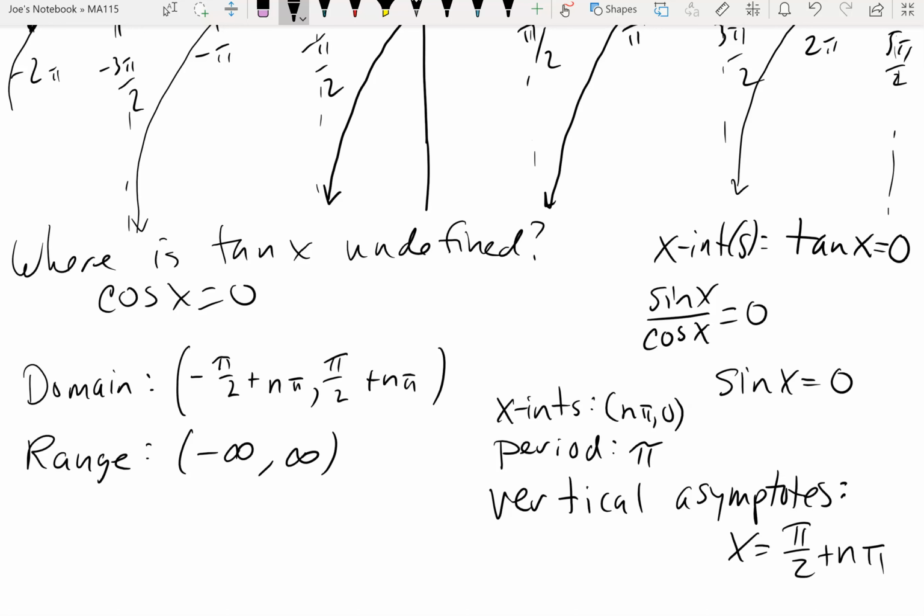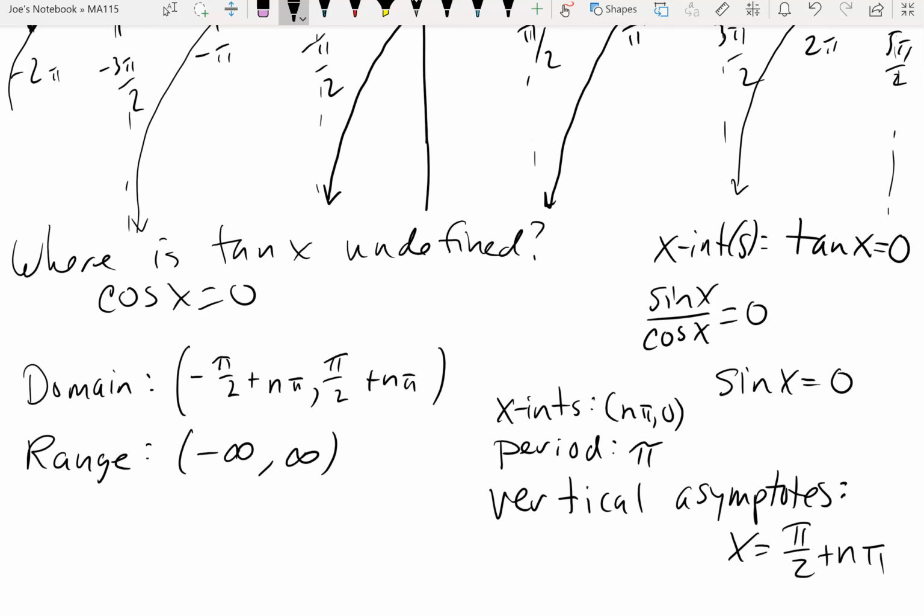All right. Are we okay with how we got the graph? And again, the big things that you're going to need to remember about the graph for tangent are, where does it cross the x-axis, those x-intercepts? Where does it have asymptotes? Okay, those are the big ones.